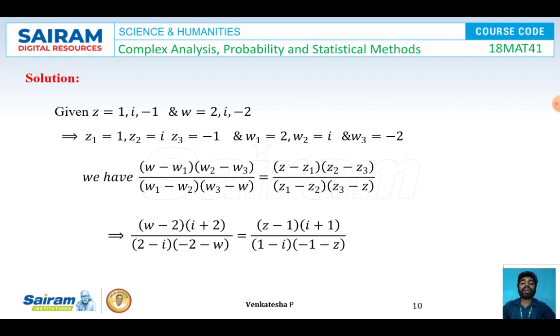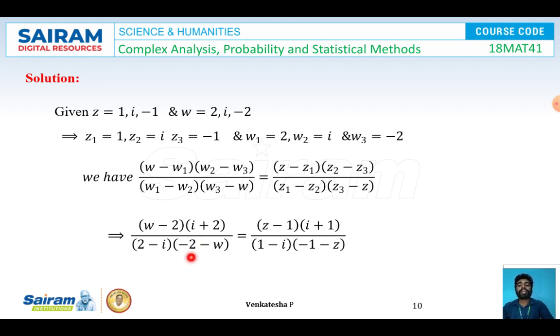So now take the equation. We have the formula: (w minus w1)(w2 minus w3) divided by (w1 minus w2)(w3 minus w) is equal to (z minus z1)(z2 minus z3) divided by (z1 minus z2)(z3 minus z). So I am going to replace z1 is equal to 1, z2 is equal to i, z3 is equal to minus 1 and w1 is equal to 2, w2 is equal to i, w3 is equal to minus 2 here. After replacing all these points, I got the equation (w minus 2)(i plus 2) divided by (2 minus i)(minus 2 minus w) is equal to (z minus 1)(i plus 1) divided by (1 minus i)(minus 1 minus z).